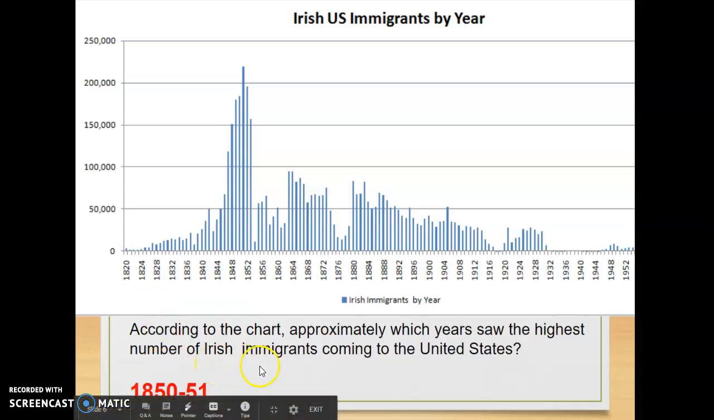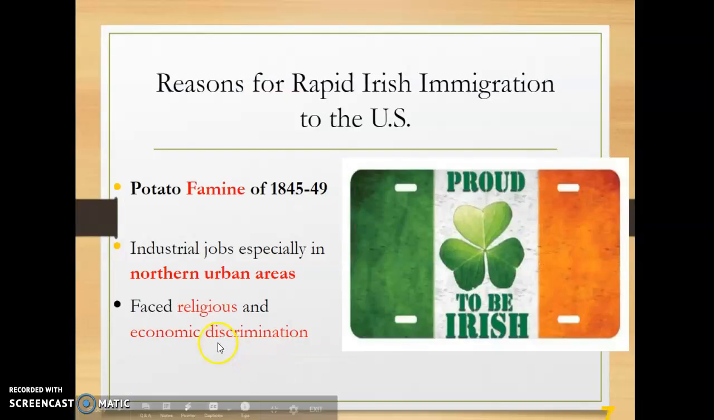And if you came up with the years approximately 1850 to 1851, right around here, you are correct. Now those years, of course, are not specifically written on here, so you kind of have to read between the little hash marks on the bottom. But between 1850 and 51 saw the highest amount of immigrants from Ireland coming to the U.S. Well, why is that? And that's where you'll begin to add notes to your note page.